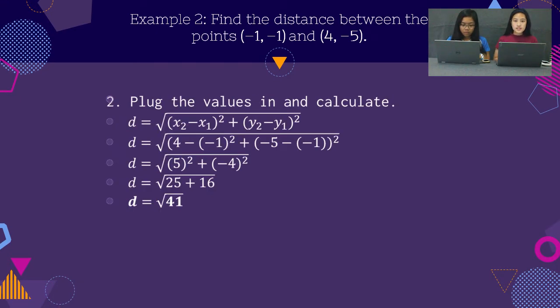Once you plug these values in and calculate, this is how it would be. First, you'll need your distance formula, and then you plug in the values. Just like in the first example, you simplify, and in the end you would eventually get the square root of 41.